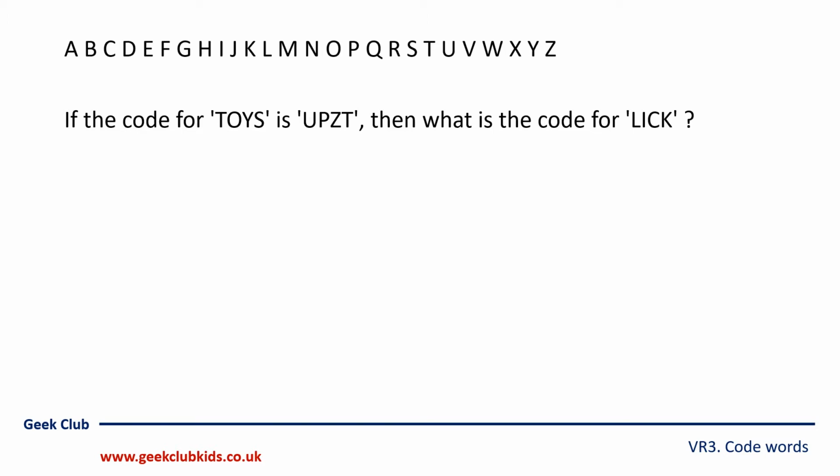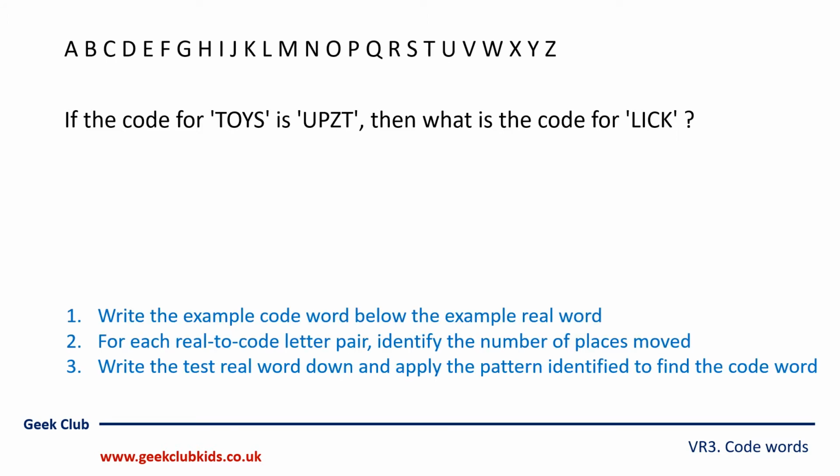Okay, and there are 3 steps to answering this question. The first is we need to write the example code word, which is UPZT, below the example real word, like this. So I'm going to write toys. Notice I'm leaving a gap between each letter. And then underneath it, I'm going to write the code word, and I'm going to be careful to make sure that each letter of the words line up.